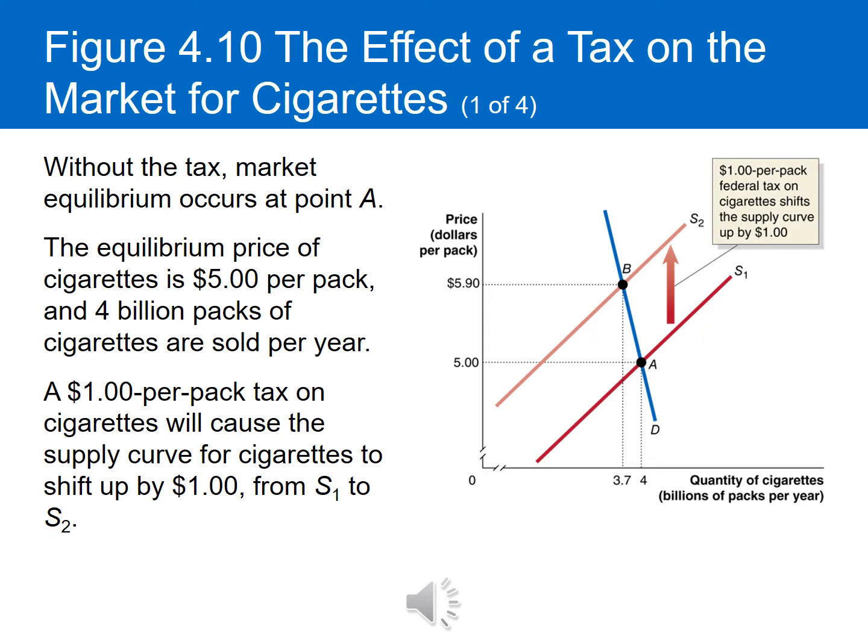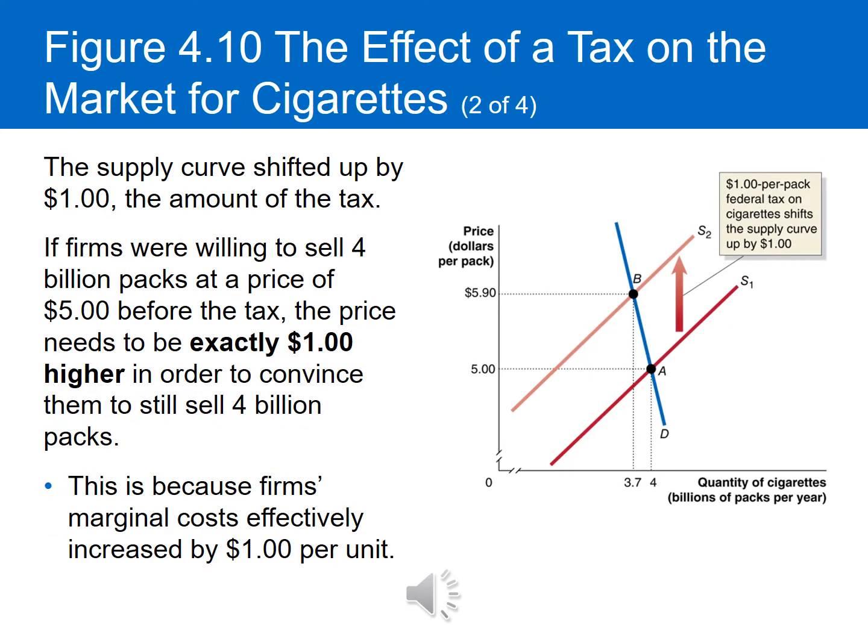Now, if you levy a $1 per pack tax on cigarettes, that's going to shift the supply curve up by $1. So it's going to move from S1 to S2. The difference at any given quantity between the S1 and the S2 curve is going to be $1. The supply curve is going to shift to the left, or decrease, because now the producers are forced to pay more with the tax. It's as if there is an added cost on producers.